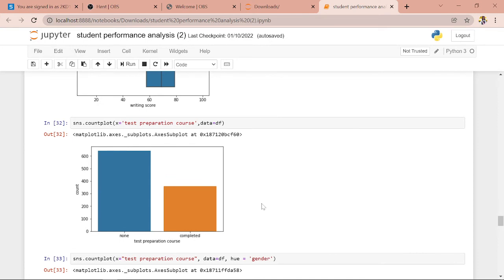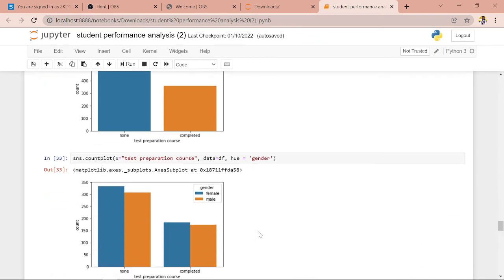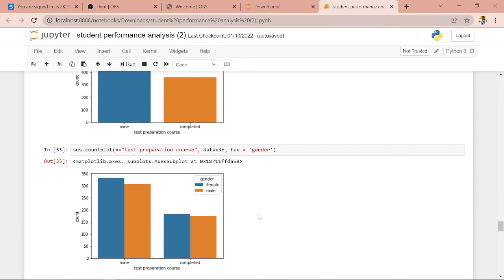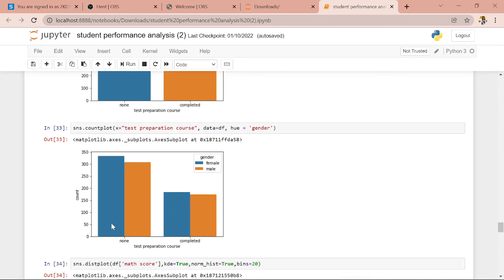Test preparation score: completed is only about 300 plus, not completed more than 600. It's a test preparation course. Test preparation course, gender wise. Here we see it in bulk, and here we are dividing it gender wise. In gender completed, the greater is female, and non completed also the greater is female.